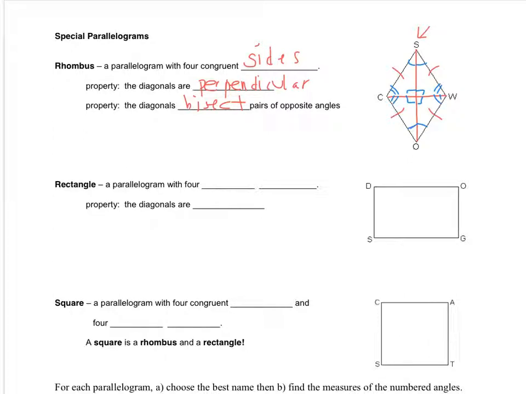For a rectangle, I think that most students can identify rectangles, and they know that 2 sides are one length, 2 sides are another length, they have 90-degree angles. So the definition of a rectangle: a parallelogram with 4 congruent angles.